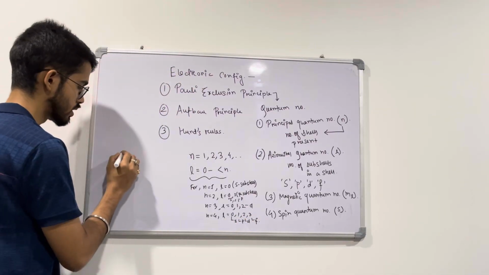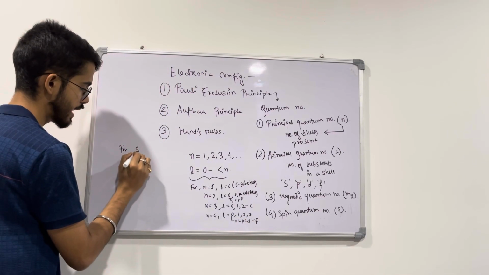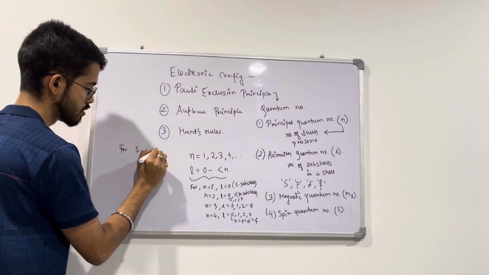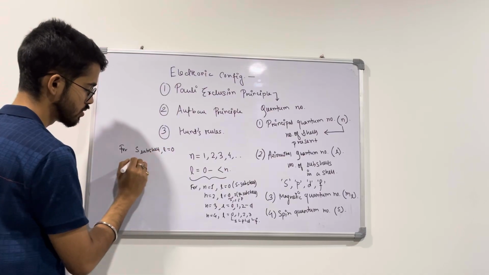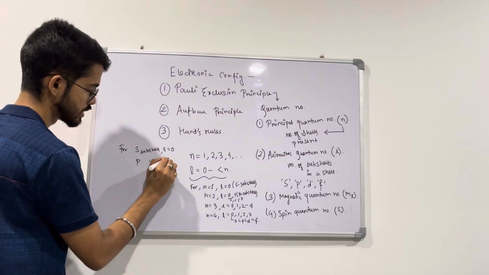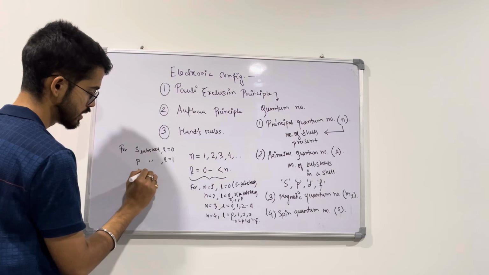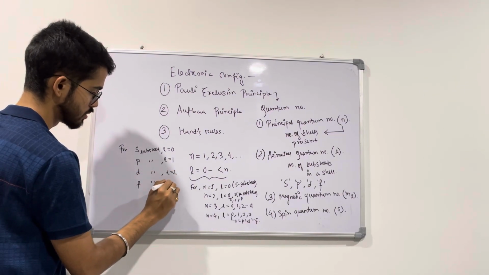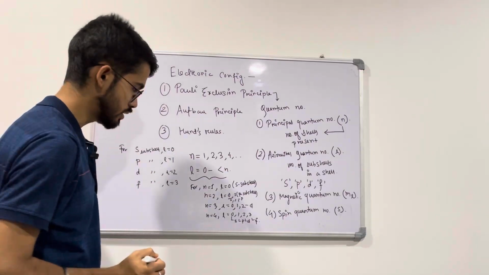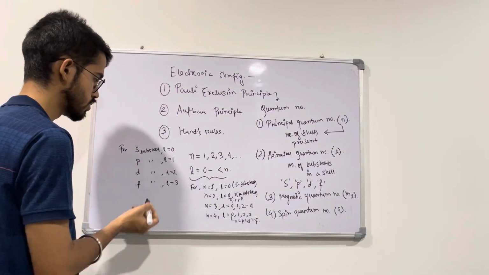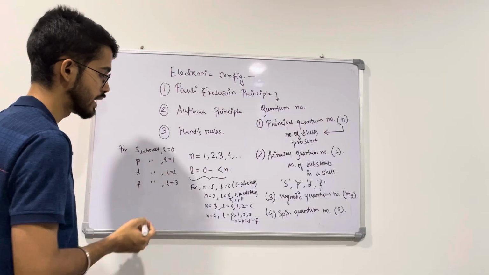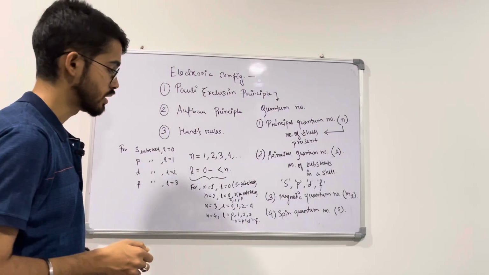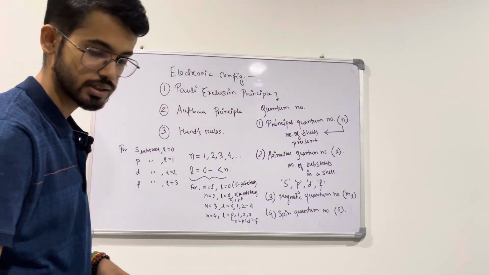So, we can conclude that for S subcell, l is equal to 0, P subcell, l is equal to 1, D subcell l is equal to 2, F subcell l is equal to 3. Done. So we have now learned about the values of l corresponding to the respective subcells. It is clear now.